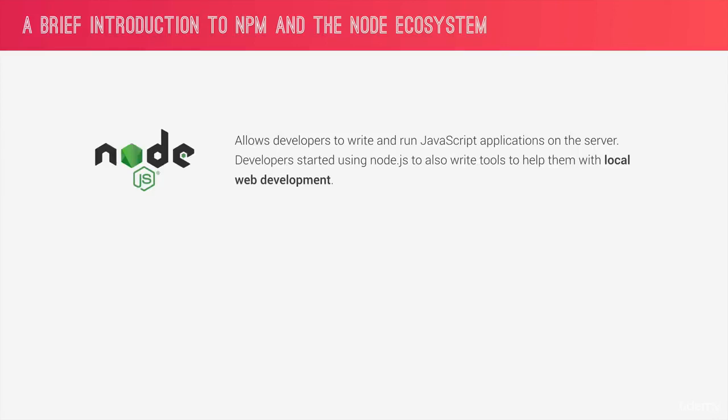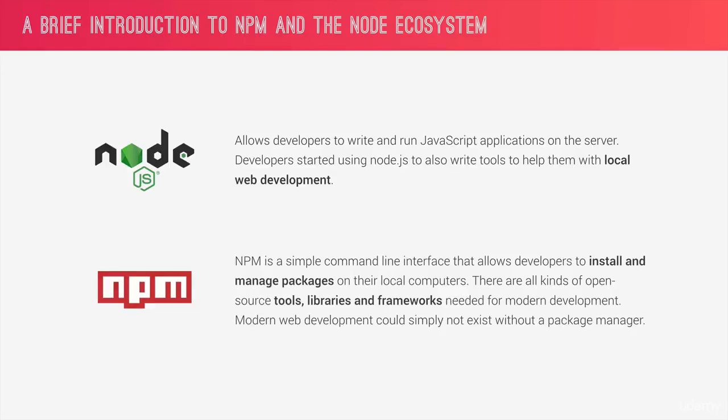Now, after some time, developers started using Node to also write tools, like for task automations, or again, to compile Sass, to help them with local web development. And that's what we're focusing on in this course, not the part about writing JavaScript on the server, of course. Now, in order to use and share these packages, we need some kind of tool to install and to manage them. And that's where the Node Package Manager, or NPM, comes in. So NPM is basically just a very simple command line program that allows us to do exactly that. Plus, NPM also allows us to do some automations of boring tasks, but more about that later.